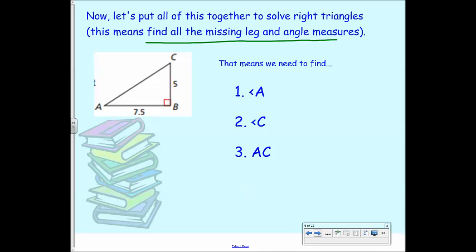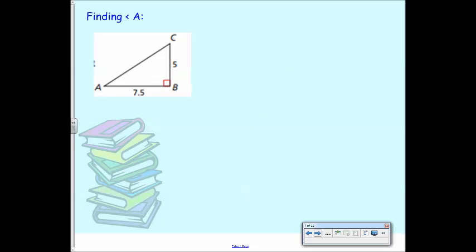So let's start by finding the measure of angle A. So here's how we're going to do that. All right, what 2 pieces of information do I have? I have the adjacent and the opposite, and I'm looking for this angle, right? So how do you think I could set that problem up?